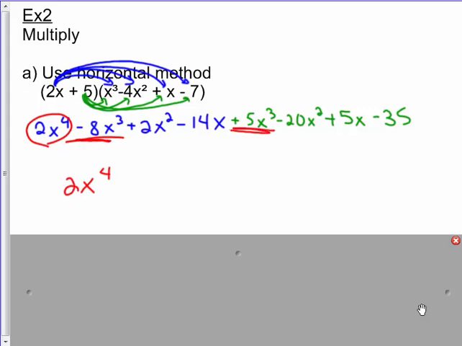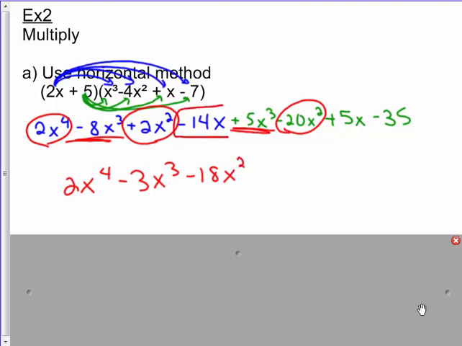-8x cubed. Are there any other x cubeds? Yep. So I'm going to put those together. -8 and a +5 is a -3x cubed. Positive 2x squared and -20x squared, I'm going to put those together and get -18x squared. -14x and positive 5x, I'm going to put those two together and get -9x. And then the negative 35. There's no other constant there, so I'm just going to write negative 35.